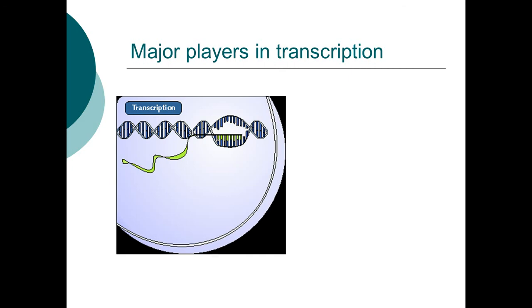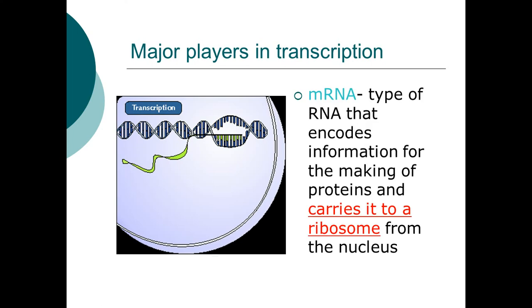Let's now talk about the major players in transcription, meaning what are the different molecules needed for transcription to occur? The major one, of course, is mRNA. There are different kinds of RNA. This is M. The M stands for messenger. This type of RNA takes the coded information for the making of proteins and carries it to the ribosome from the nucleus. It actually travels. It's a messenger.